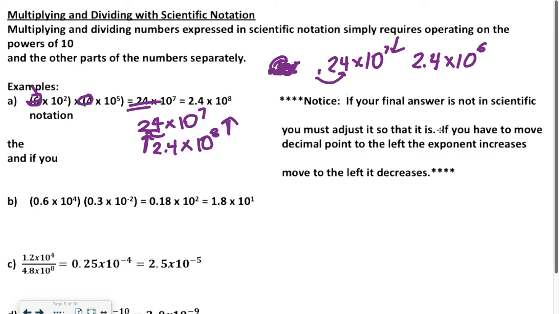If your answer is non-scientific, you must adjust. If you have to move the decimal point to the left, the exponent increases. And if you move to the right, another typo, sorry guys, it decreases. So here, 0.6 times 0.3 is 0.18, and when our exponents are added, we get a 2. So here it is. I need to move to the right, which decreases my exponent, so a decrease by 1 from 2 would be 1.